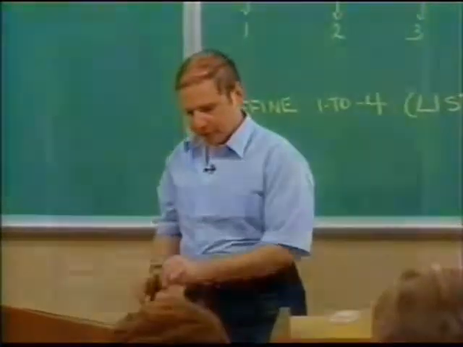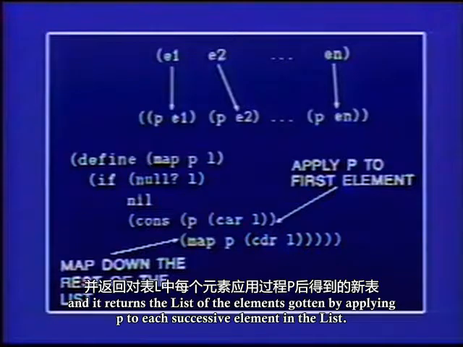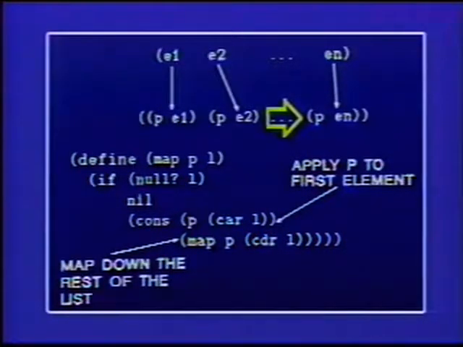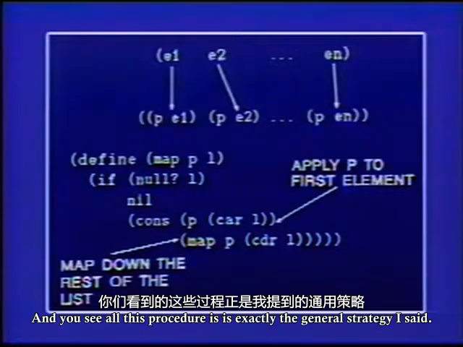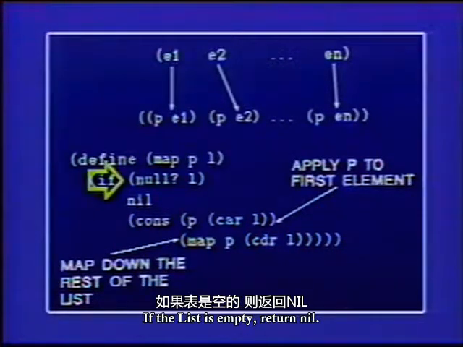It's called map. And what map does is it takes a list L, and it takes a procedure P, and it returns the list of the elements gotten by applying P to each successive element in the list. Right, so P of E1, P of E2, P of En. So I think of taking this list and transforming it by applying P to each element. And you see this procedure is exactly the general strategy I said. Instead of multiply by 10, it's do the procedure. If the list is empty, return nil.